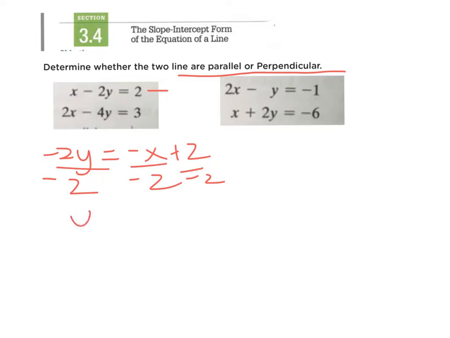By doing that, I now have y equals 1/2 x, because there's a 1 and the negatives cancel, minus 1. So I have a slope of 1/2.